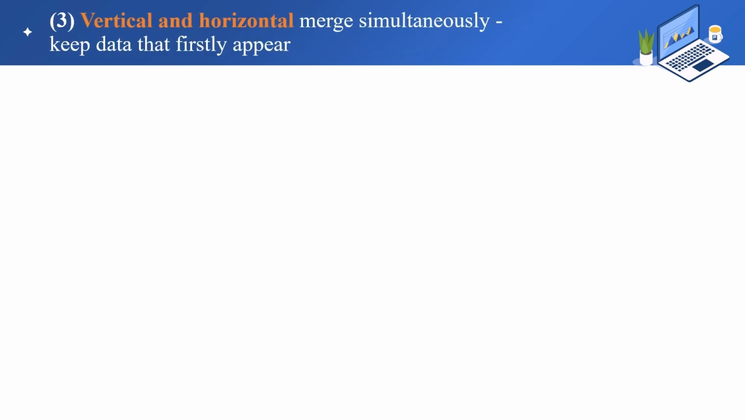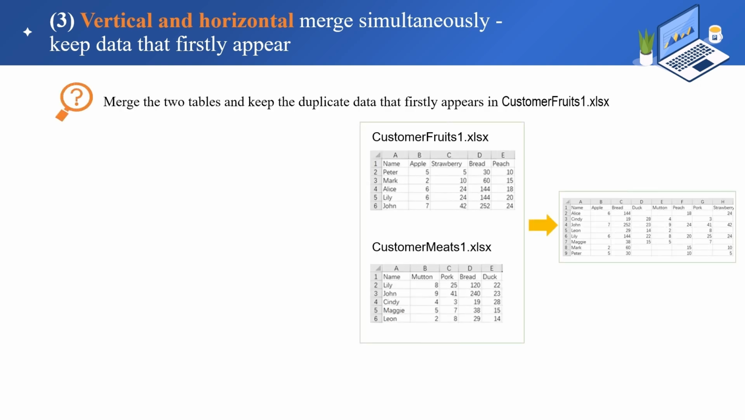3. Vertical and horizontal merge simultaneously, keep data that firstly appear. For example, the name columns of the two tables are different, but the two columns have duplicate data. And both tables have bread values. It is required to merge these two tables. For duplicate data, it is required to keep the one that firstly appears in customerfruits1.xlsx. For example, the bread value of Lily in the first table is 144, and the bread value of Lily in the second table is 120.